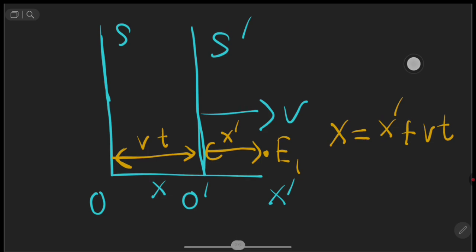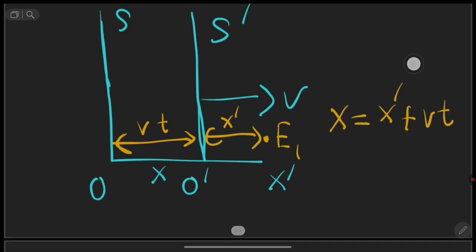Before talking about the transformation, I'll tell what an event is. An event is something happening in a frame, to which there's a space coordinate and a time coordinate. In this case, E1 is the event that the S prime observer observes. So in his frame, the space coordinate is x prime.